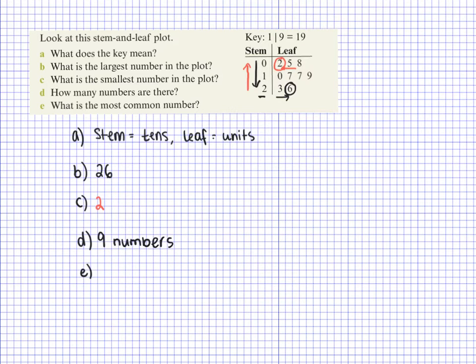And part E, what is the most common number? Well, we want to see if there's any numbers repeating. And I can look through and I see that there are 2 7s that have been repeated. That must be the most common, remembering that that's not just 7. Our stem for this is 1. So we have 1 ten, 7 units. The most common number would be 17. Be careful with that. That catches a lot of students out. They would just write 7. Don't forget to check the stem.